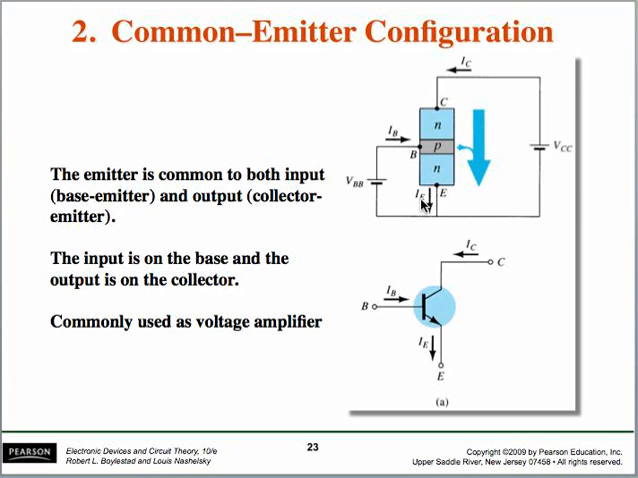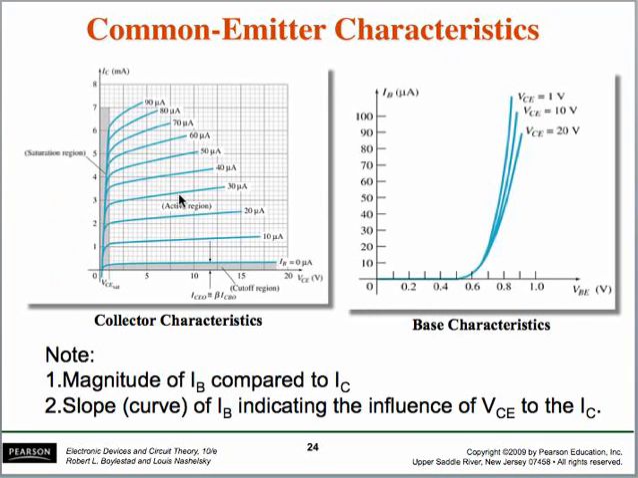And for common emitter configuration, the input is your base, the signal, the current, and the voltage which is fed into your base terminal, and the output side is the collector emitter terminal. Alright, and the common emitter configuration is commonly used as a voltage amplifier. Okay, now similarly, let's do the input and output characteristics just like we did for the common base configuration. Let's start with the input characteristic first.